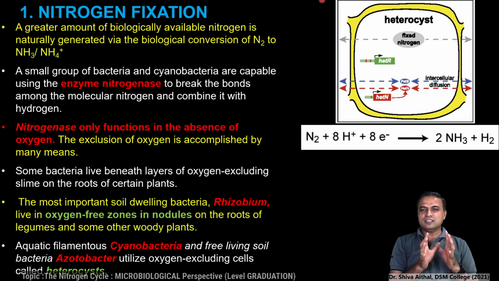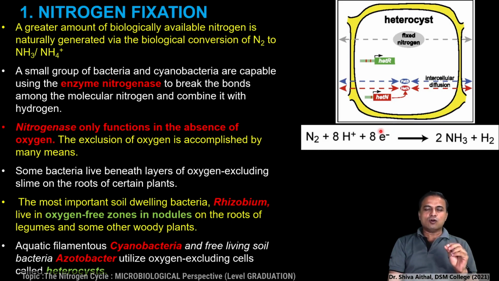Nitrogen, when it is fixed, combines with hydrogen and with some electrons to give rise to ammonia. This is the reaction for nitrogen fixation. A greater amount of biologically available nitrogen is naturally generated via biological conversion of nitrogen to ammonia. Remember that: a huge amount of nitrogen which is available to the biological system, meaning the biomass, is brought about by this step, this reaction.